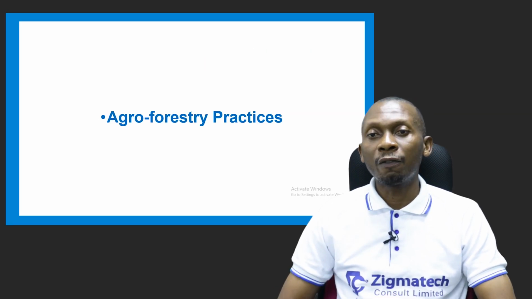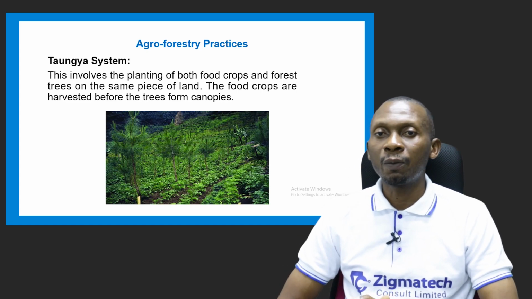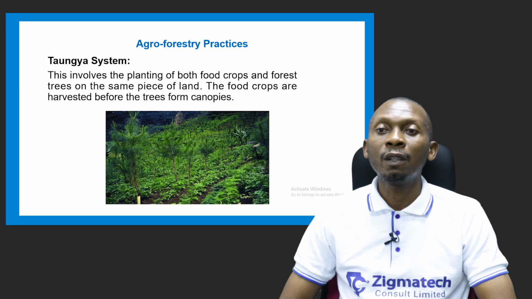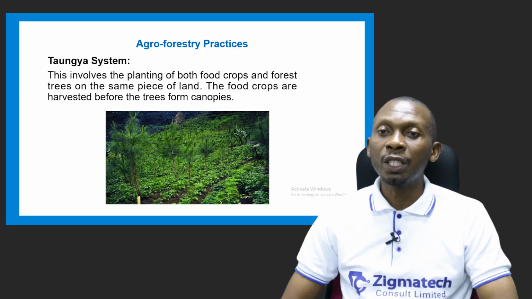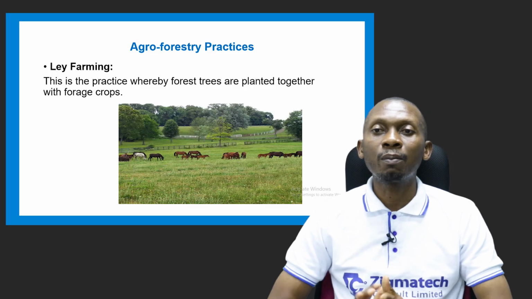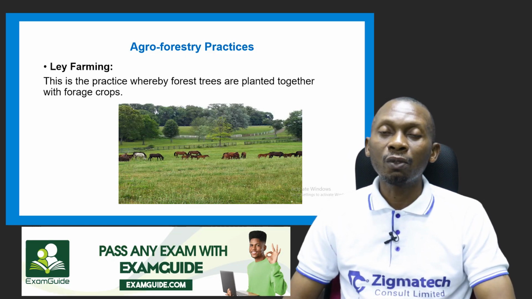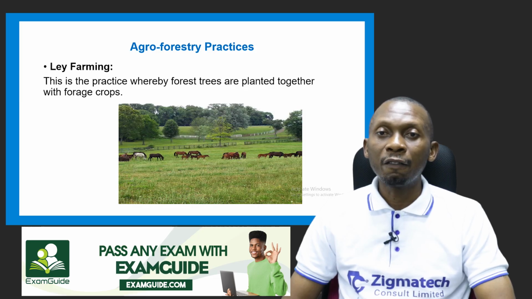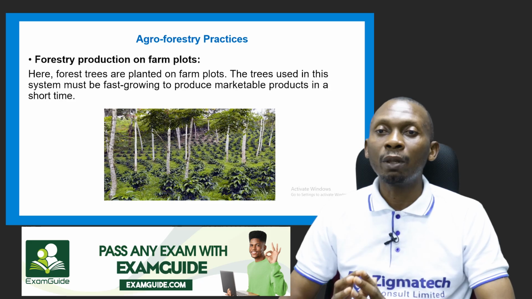So let's look at agroforestry practices. We have the Tonga system as the first agroforestry practice. Now, this involves the planting of both food crops and forest trees on the same piece of land, and the food crops are harvested before the trees form canopies. Next we have leaf farming. Now, this is a practice whereby forest trees are planted together with forage crops. That's leaf farming.